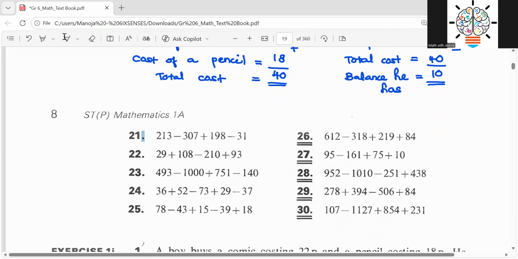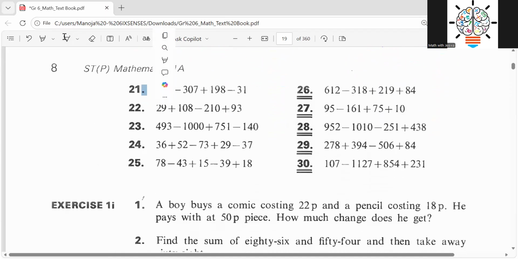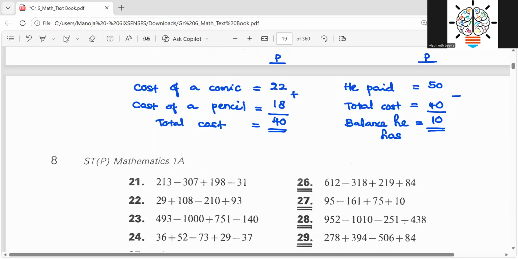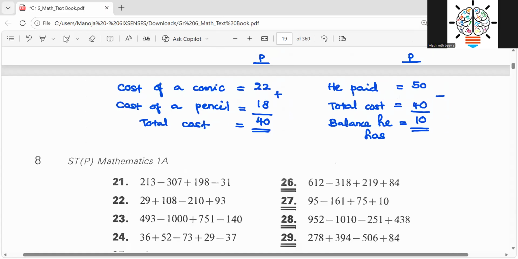So they have given you: the boy buys a comic costing 22 and a pencil costing 18, and the total cost is 22 and 18. So it gives you 40, and he paid 50 pence, and then how much balance does he get? It is 50 minus 40, 10 pence he gets. No need to write the units again because you have already written the unit on top of the sum, and you just see how you have kept the equals marks neatly. So this is how you want to present your answer, right?